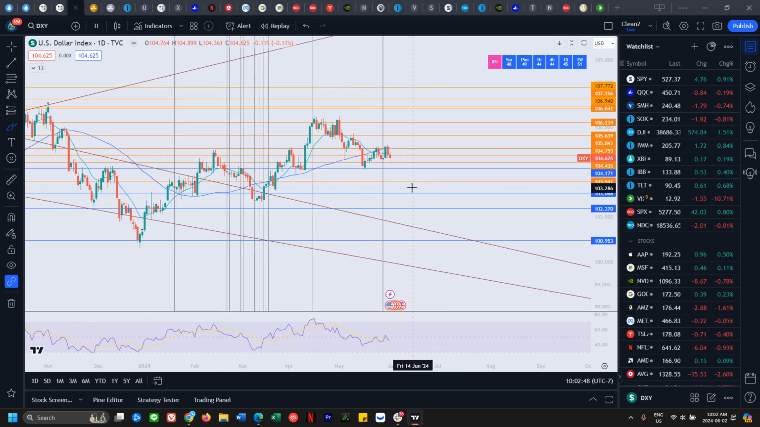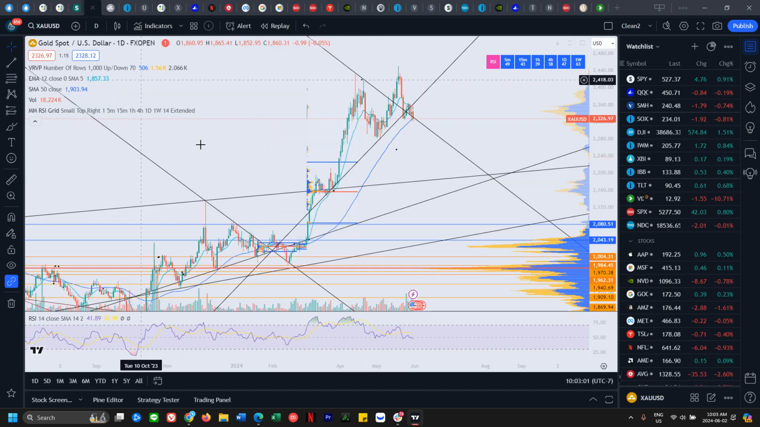And we'll just use the daily as our guide. Big move down, big move up, downtrend still intact, and let's see if it continues. If we break this low, we'll likely head a little bit lower to like 103.6. Let's look at gold.